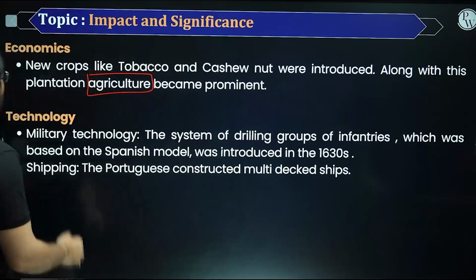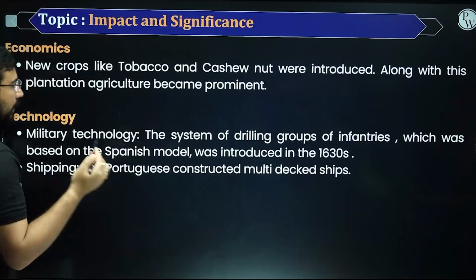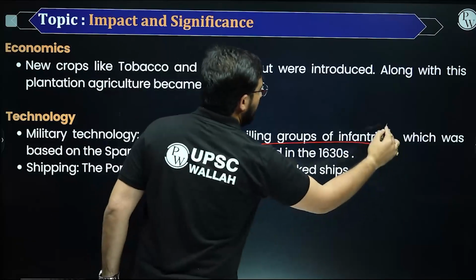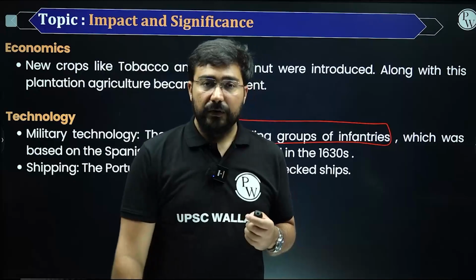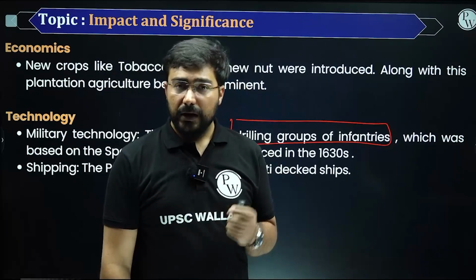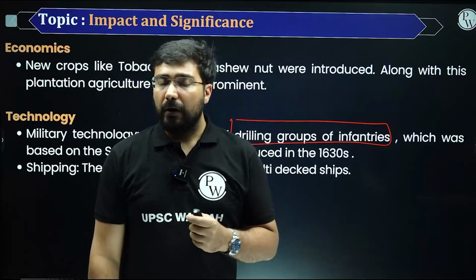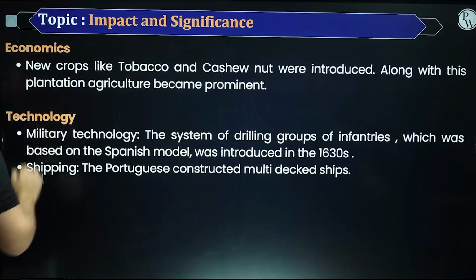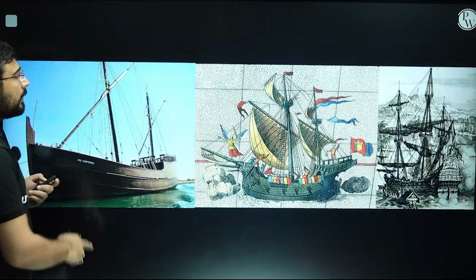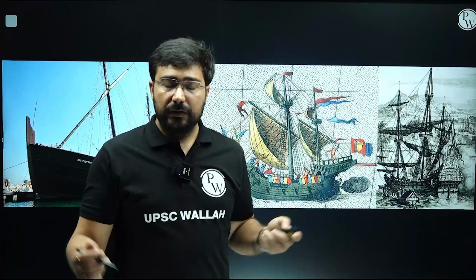Next, if we talk about technology, they started creating troops on the basis of drilled groups of infantry, just like the Spanish model. So modernization of the army was now also going to happen in India in the future, and the Portuguese started the process, which was continued by the other European powers. Some of the Indian powers also learned from them. They created double-decker ships, as we were just discussing at the beginning of the class. In these double-decker ships, they could easily carry a large number of people, and this created the right kind of competition even in the future, right?